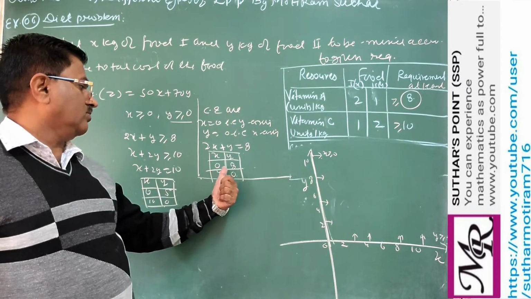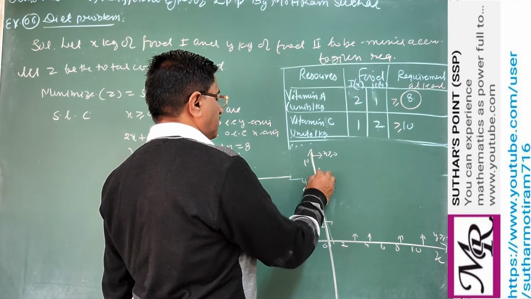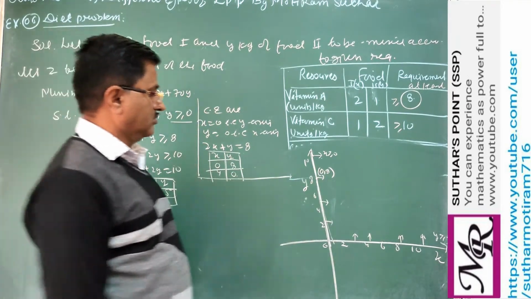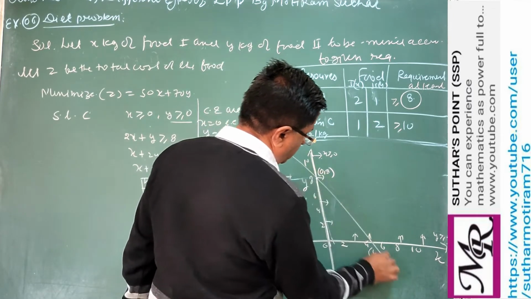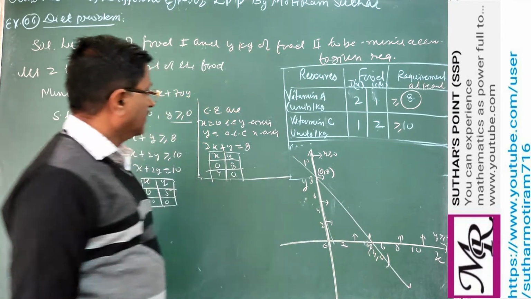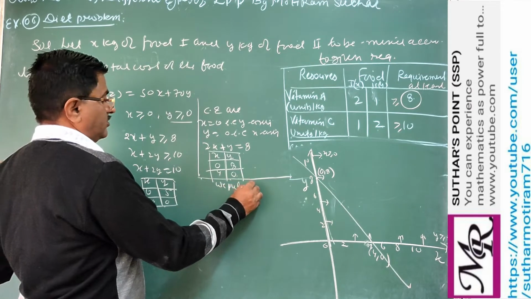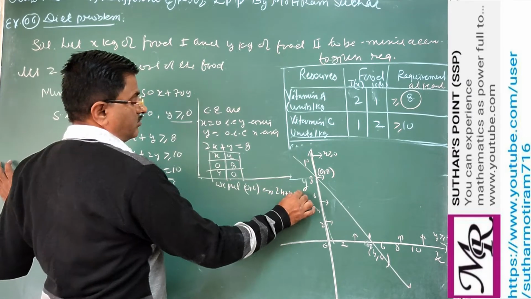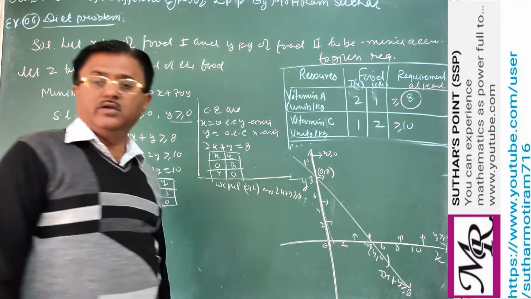Then x equal to 0, y is 8. This is the point (0, 8). And x is 4, y is 0. Now join these points. Now if we put the origin (0, 0) in the equation 2x plus y greater than or equal to 8, what do we get?